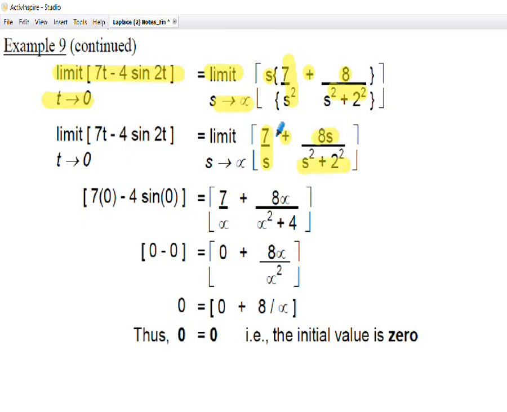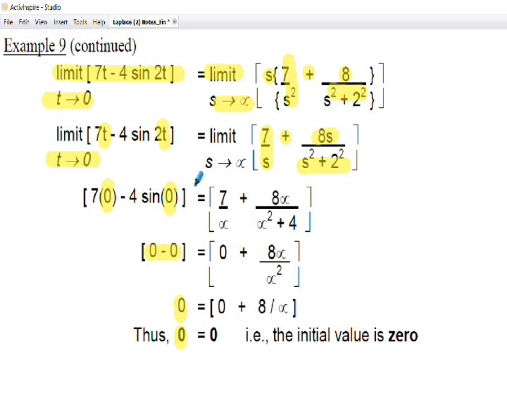Okay. If I go to the left hand side, I'm going to put the value of t now tending to 0, so I'm just going to put a 0 wherever I see a t. I'm going to place a 0 instead, so I get 7 times t becomes 7 times 0, so that goes to 0, and 4 times the sine of 0 also goes to 0. So the left hand side of the initial value theorem is showing me 0.